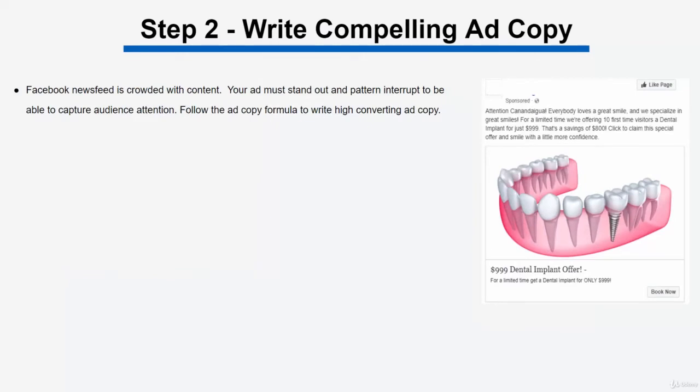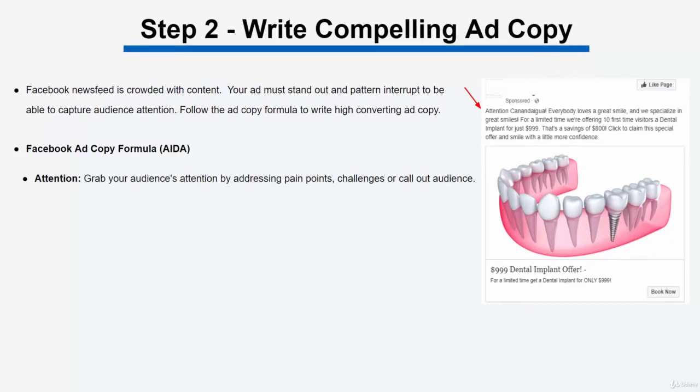And then step 2, this is where we want to have compelling ad copy. The Facebook newsfeed, as you know, is crowded with content. You have content from your friends, your family, people you're following, and different ads. So it's important to have a very specific ad copy formula. And this formula is called AIDA. So it's attention. This is where we want to grab the attention by addressing pain points or challenges or even calling out the audience.